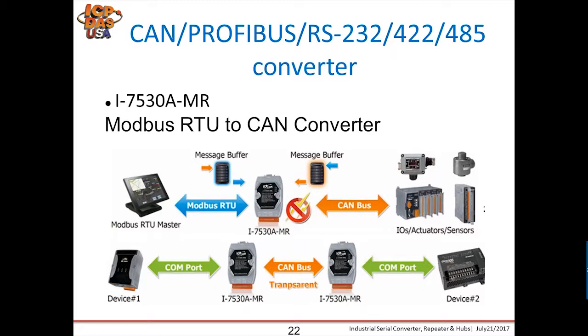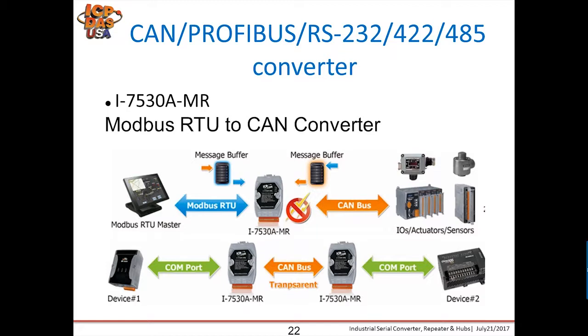The basic function of i7530A-MR is compatible with i7530A, and the MR stands for Modbus RTU. So i7530A-MR supports Modbus RTU protocol in its serial port. Modbus RTU is popular and widely supported by most of the PLC, HMI, and SCADA. So this module is helpful to use standard Modbus RTU protocol to access CAN network.